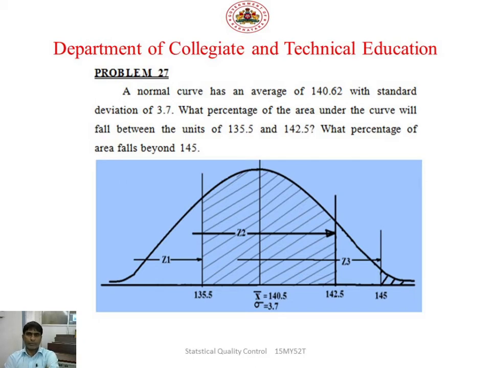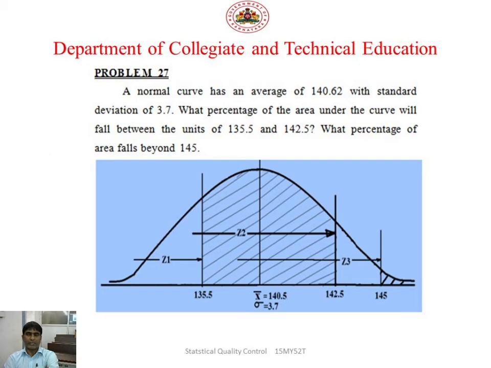For this problem, you should draw the normal curve. Taking x bar as mean. He has given the mean x bar as 140.62, and you are marking the values x1, x2, x3, and so on. So we are calculating the areas for z1, z2 and z3.